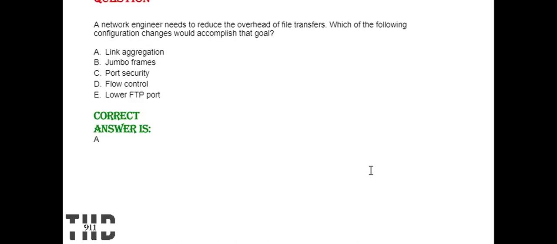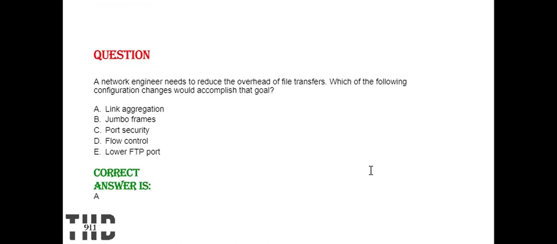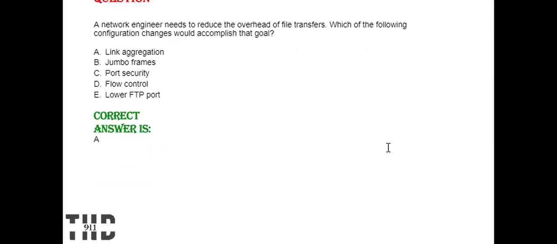The network engineer needs to reduce the overhead of file transfers. Which of the following configuration changes would accomplish this goal? Option A, link aggregation. Option B, jumbo frames. Option C, port security. Option D, flow control. Option E, lower FTP port. The correct answer is option A.